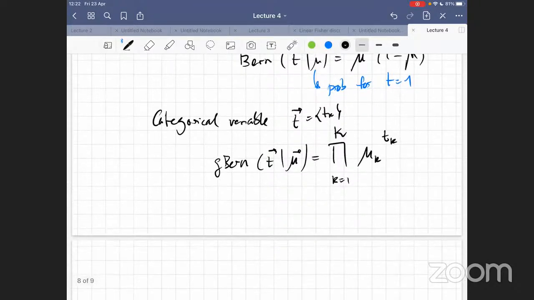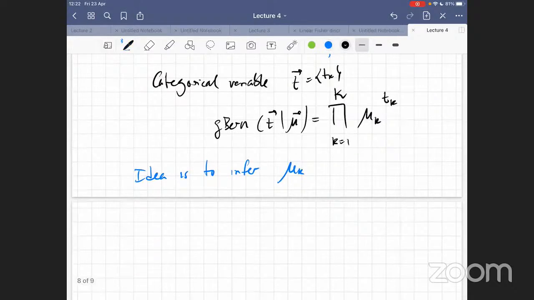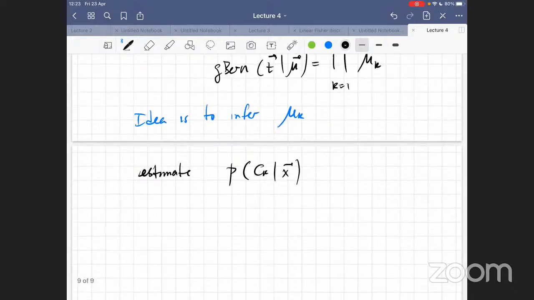So in the probabilistic approach, the idea is to infer mu k. This is always the object we are after here. And we do this by estimating the probabilities of the class Ck given some input.